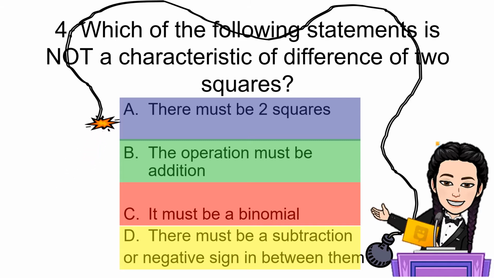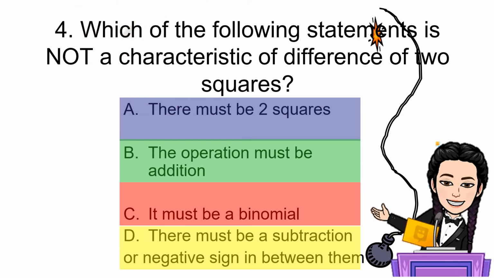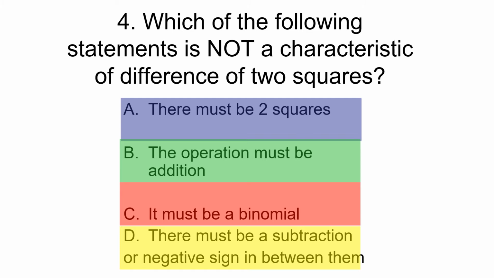Number 4. Which of the following statements is not a characteristic of difference of two squares? The answer for number 4 is B.